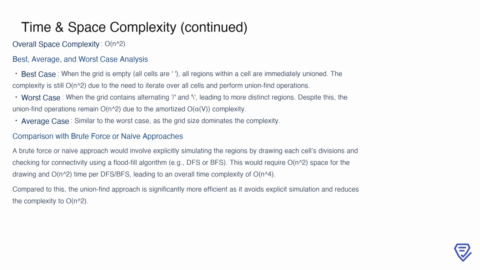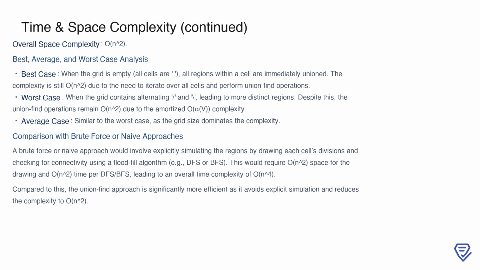In the worst case, the grid contains an alternating pattern of / and \, creating more distinct regions. Despite this increase in distinct regions, the union find operations still remain O(n squared) due to the efficiency of the amortized O(alpha(v)) complexity. For the average case, the complexity is similar to the worst case because the dominating factor remains the grid size rather than its specific content. When compared to a brute force approach, which would explicitly simulate regions using techniques like DFS or BFS, union find significantly outperforms.